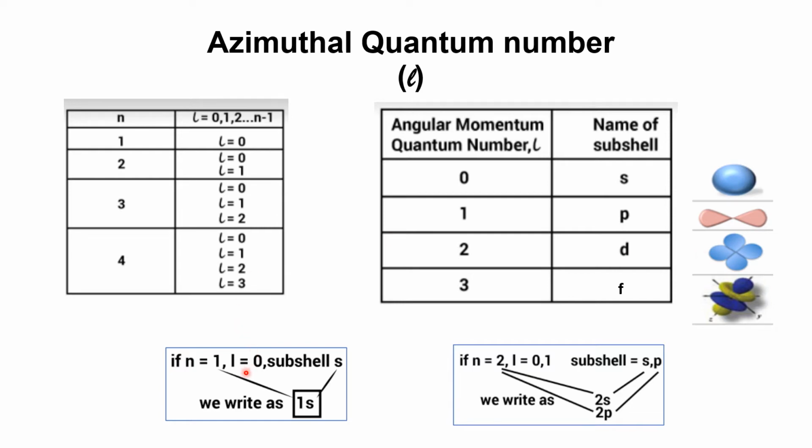Next comes, if the value of n is 1, I told you, then the value of l would be 0 and the name of the subshell would be S. And we would write it as 1, which would be taken from n, S, which would be the name of the subshell. Similarly, if the n value is 2, then the values of l can be 0 and 1. So the subshells can be, for 0 it is S, and for 1 the name of the subshell is P. So we will write it as 2, taken from n, and then S, the name of the subshell. Similarly, for l value 1, it would be written as 2p.